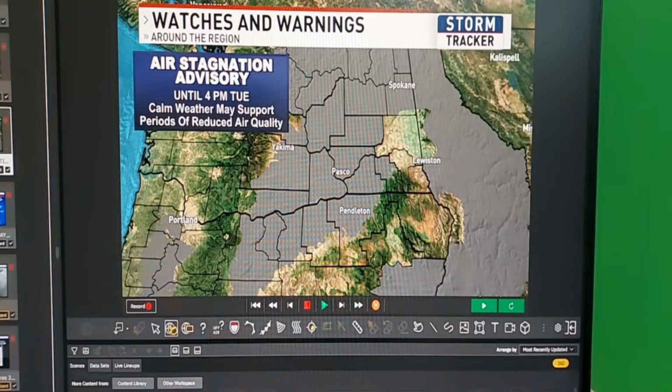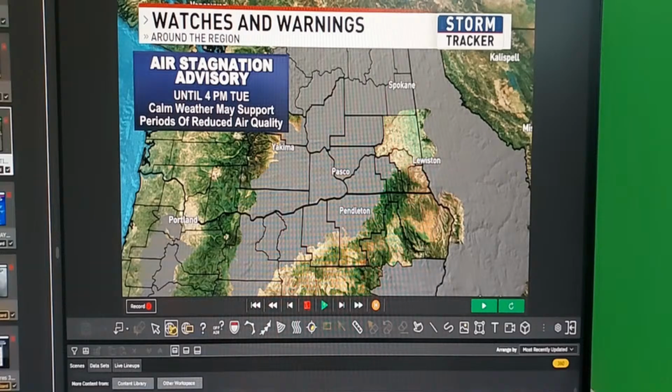An air stagnation advisory is in place until 4 p.m. Tuesday, really for our entire viewing area, because this calm weather may support periods of reduced air quality. Just because we aren't getting any mixing, the atmosphere is not being able to cleanse itself, so we might see periods of reduced air quality.